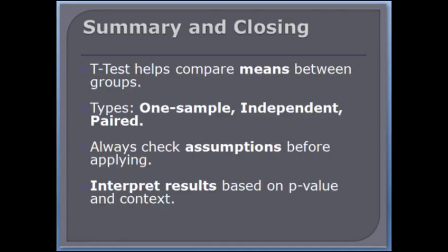Summary and closing. To summarize, the t-test is simple yet essential. It compares means between groups. Types: one sample, independent and paired. Always check assumptions before applying and interpret results based on p-value and context.